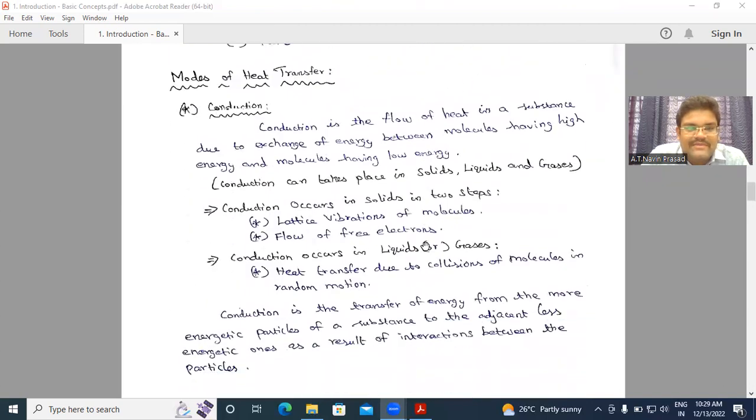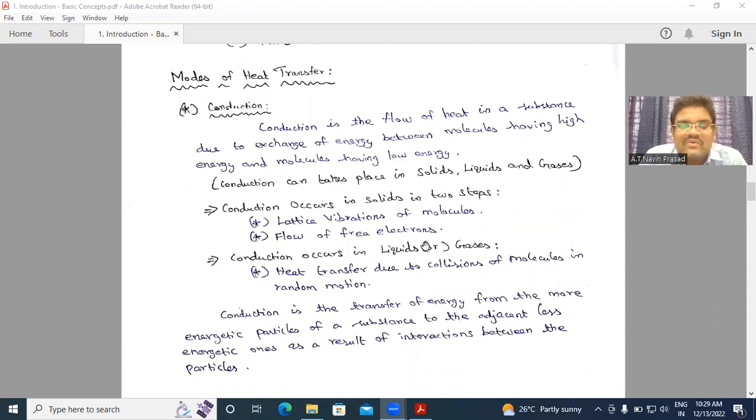So let me go through the three modes of heat transfer. The first is conduction. Conduction is the flow of heat in a substance due to exchange of energy between the molecules which have higher energy and molecules having lower energy. As we already said, conduction takes place in solids, liquids, and gases, and it takes place within the same medium, for example solid to solid, liquid to liquid, and gas to gas.